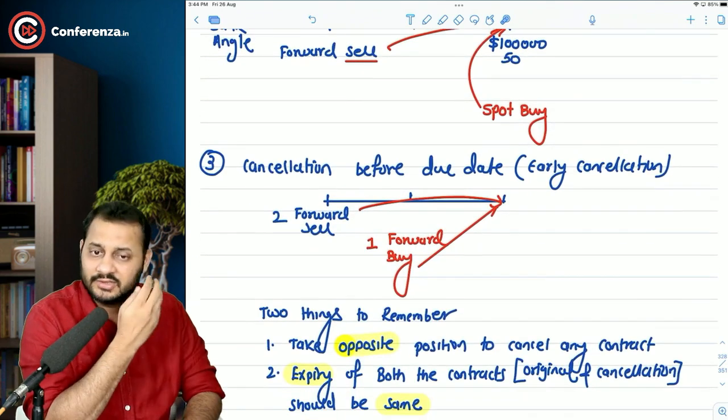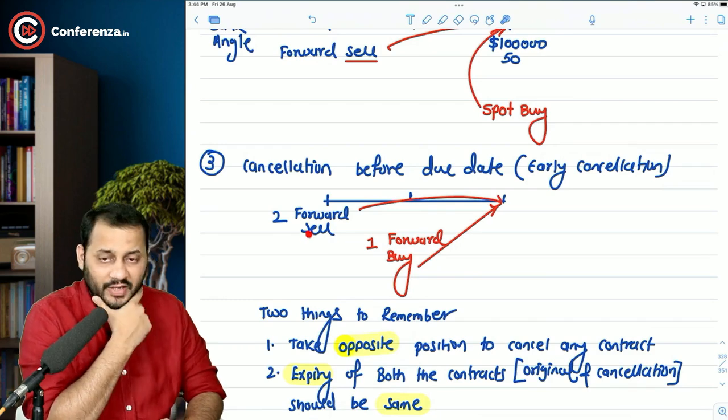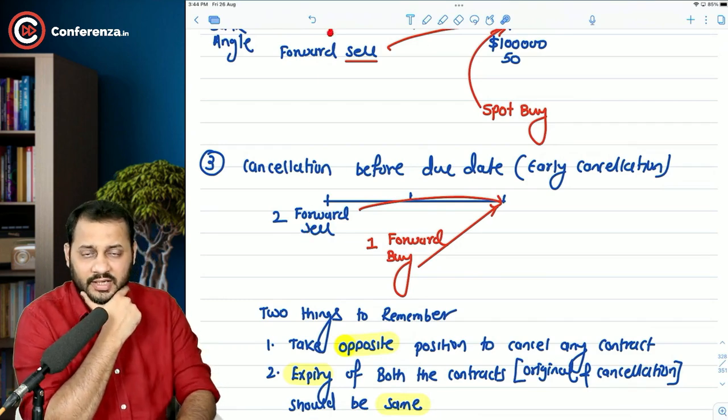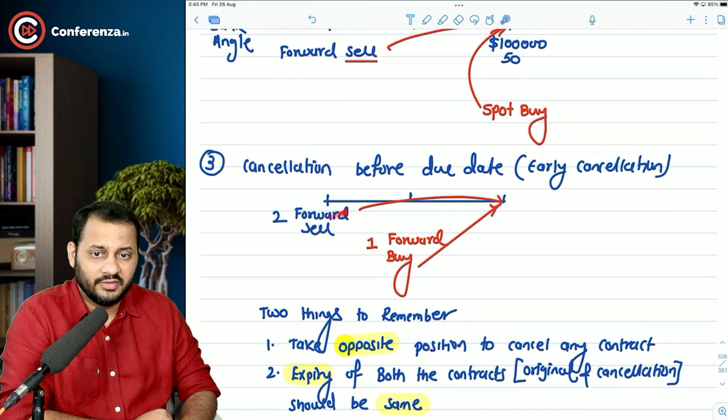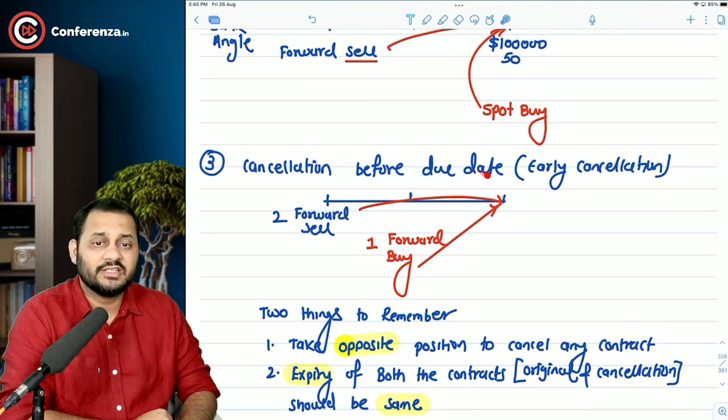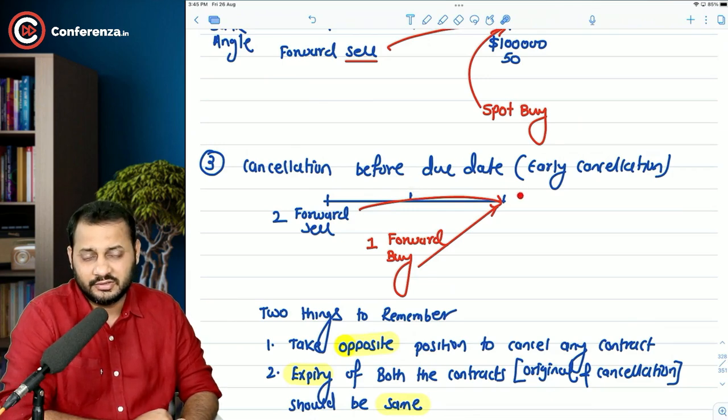Okay, there is another situation I will tell you. Let's say you have sold the forward contract as in the previous part, and the delivery is 2 months from now. After reaching this point, 1 month later, you realize that you will not be able to honor the contract and now you want to cancel it. But still there is 1 month left to the due date. So what type of contract will you enter into on this date?